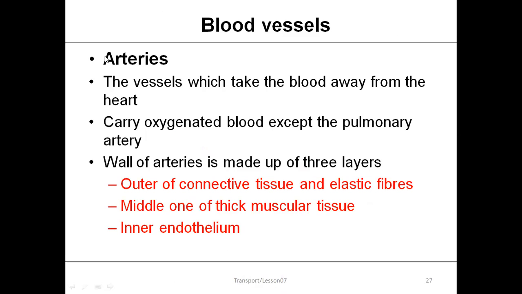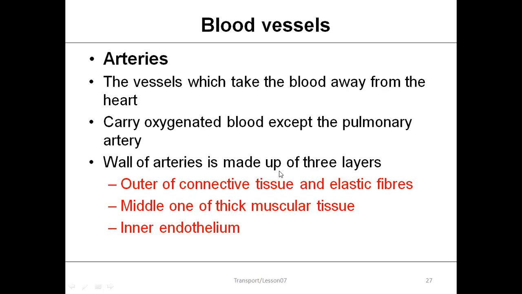Now arteries, the vessels which take blood away from the heart. I told you people that it is a distributary system. The arteries make up the distributary system of the circulatory system. Like most of them carry oxygenated blood except the pulmonary artery. ज्यादातर में क्या है, और लेकिन pulmonary artery is also a distributary system. It is carrying blood from the heart to the lungs. Arteries are actually a distributary system.